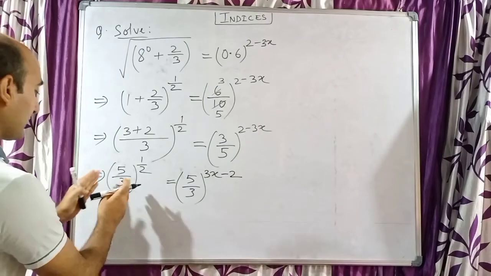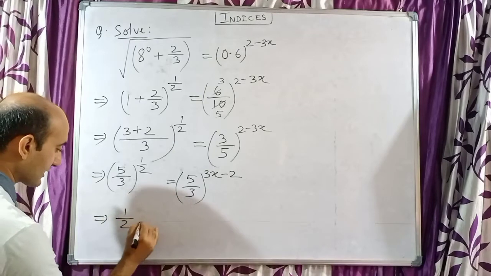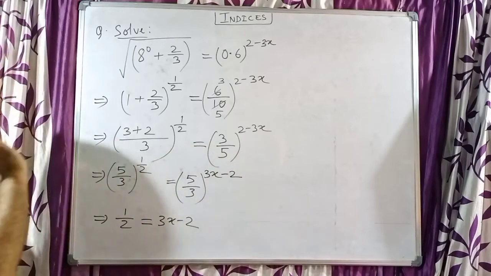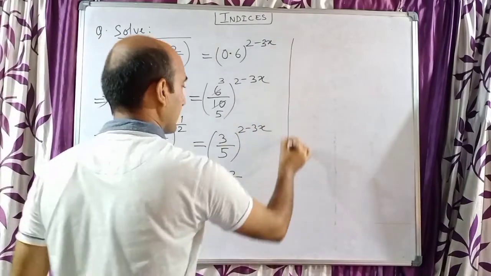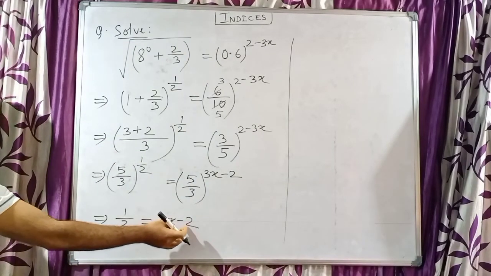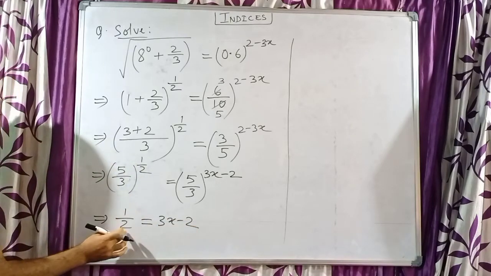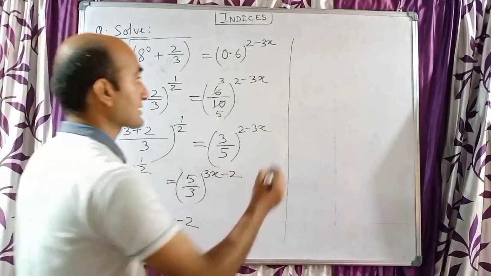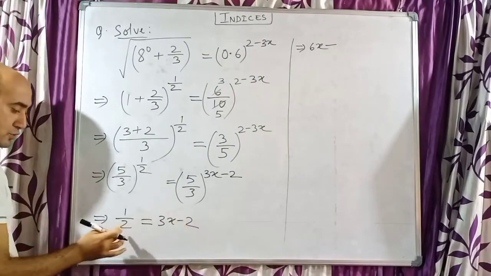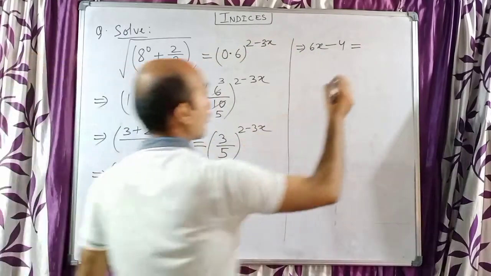Now when the base is the same, the powers will be equal. So I can write 1 by 2 equal to 3x minus 2. Both powers are equal now. Now, children, you have to find the value of x. So you cross multiply this 2 with 3x minus 2, and 1 will cross multiply below, where there is 1. 1 1s are 1. First we start with 2. 2 3s are 6x, minus 2 2s are 4, and equal to 1 1s are 1.